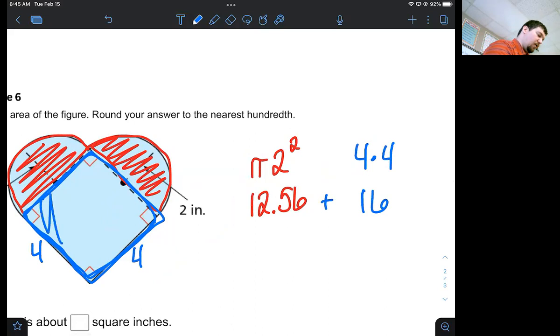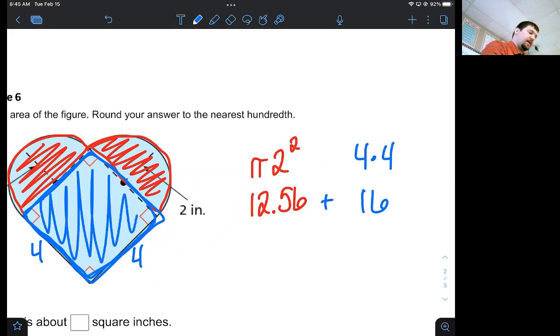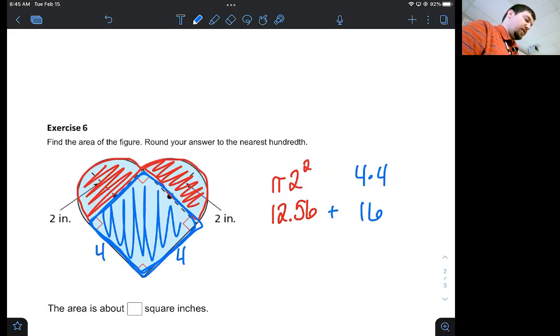Now that we have all the areas, we're going to add them together. And Hannah, what do we get when we add these areas together? Perfect. And label for me, Hannah.